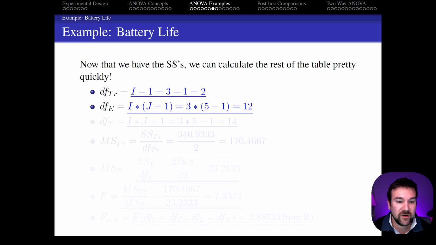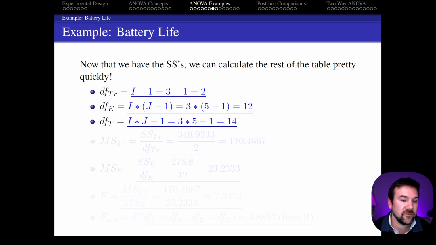The degrees of freedom for error is the total number of groups, capital I, times J minus 1. I do the J minus 1 first. It's in the parentheses. That's the total number of observations in each group minus 1. In this case, I have 3 groups, 5 observations in each group. 5 minus 1 happens first. It's in parentheses. That gives me 4. 4 times 3 is 12. So the degrees of freedom error is 12.